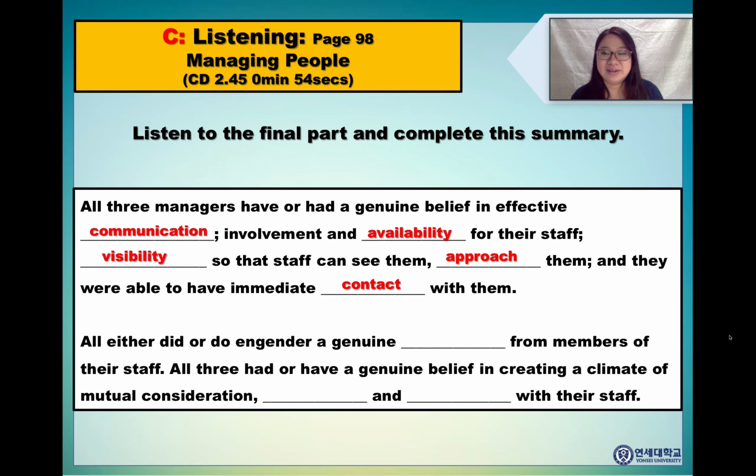All either did or do engender a genuine commitment from members of their staff. All three had or have a genuine belief in creating a climate of mutual consideration, respect, and trust with their staff. In other words, they treat their staff as members of the same team, not as people who should be punished or ordered around. There is a lot of mutual respect and openness with their staff.